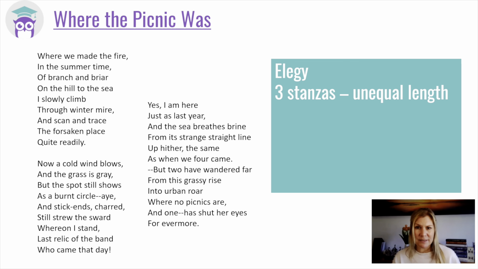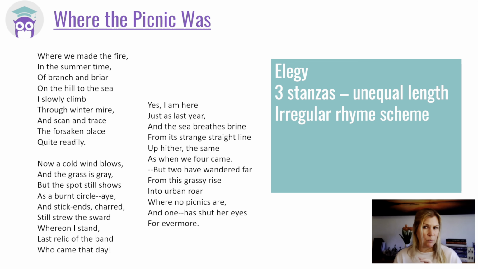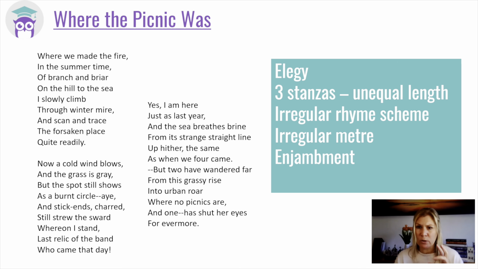We've got 3 stanzas. It's all unequal length. We've got irregular rhyme scheme. We've got an irregular meter. That's not to say that there aren't moments of rhyme, but you just can't rely on it. We've got loads of enjambment. Okay, why is the question? So the elegy, simple, because it's about his wife Emma who died. So it makes total sense that he is.